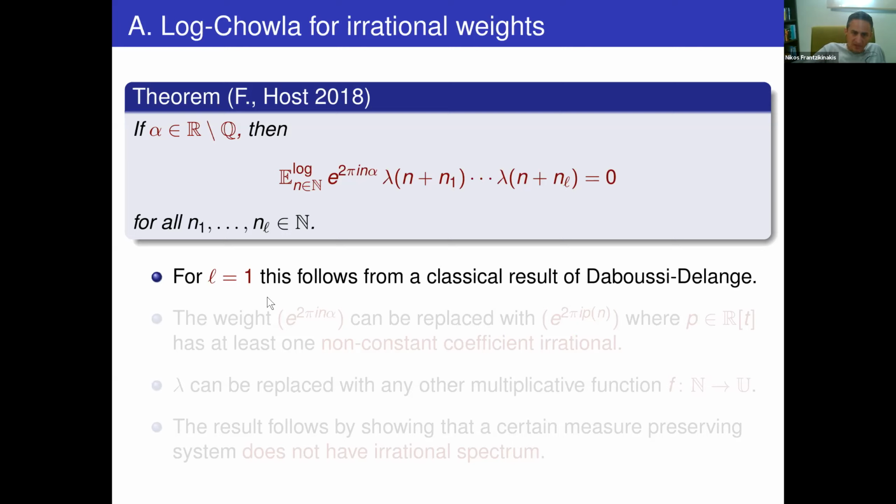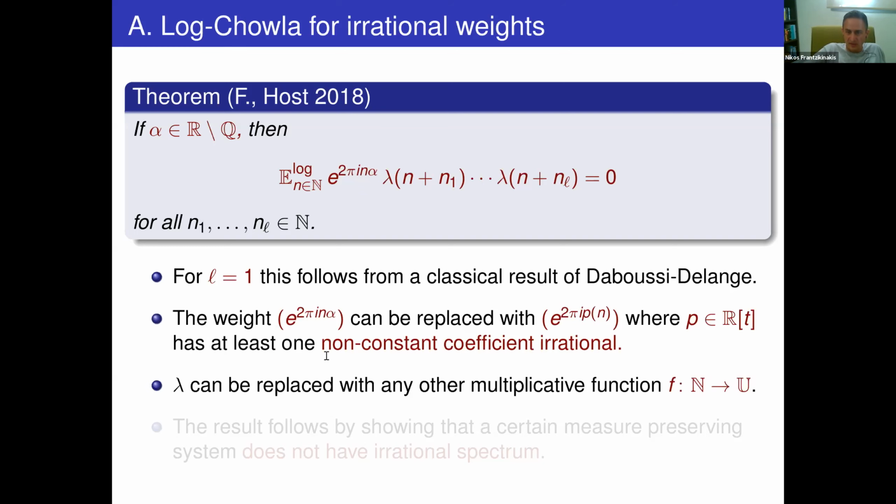And for us, in order to prove such a statement is an all or nothing statement. You either prove it for all L or you cannot prove it for anything. This is how the proof method proceeds. So the weight there can be replaced with more general things like phases that use polynomials, but you have to require at least one non-constant coefficient to be irrational, some irrationality again, or even more general weights that admit an ergodic formulation, totally ergodic and zero entropy and zero mean. Never mind, this statement is interesting enough. And also lambda could be replaced with bounded multiplicative functions, or you could have L different bounded multiplicative functions. A similar result holds with a bit more effort.